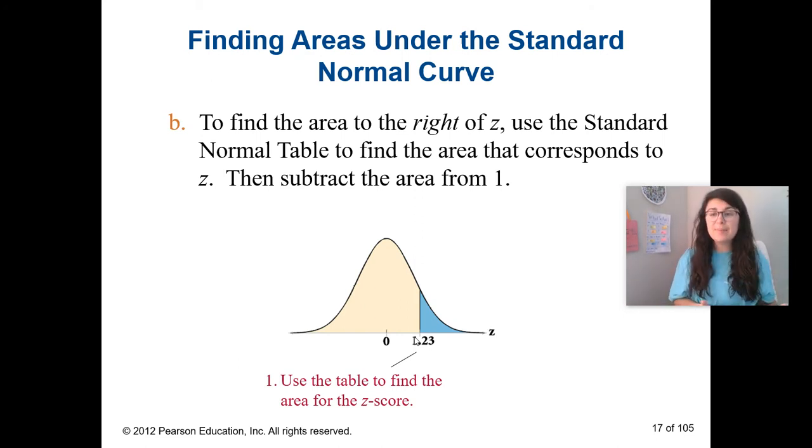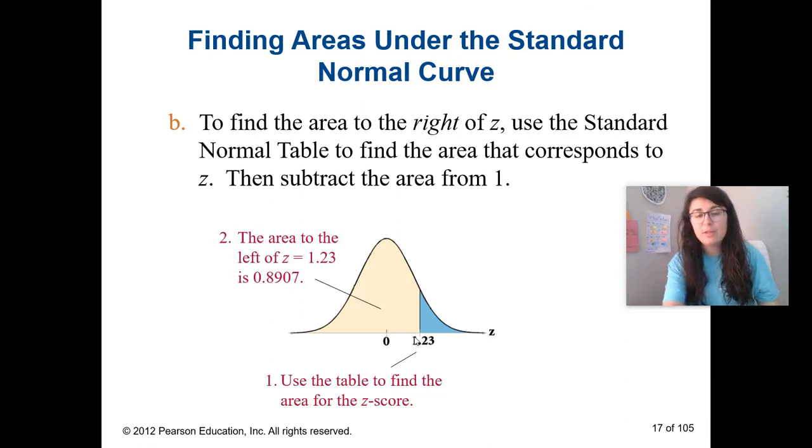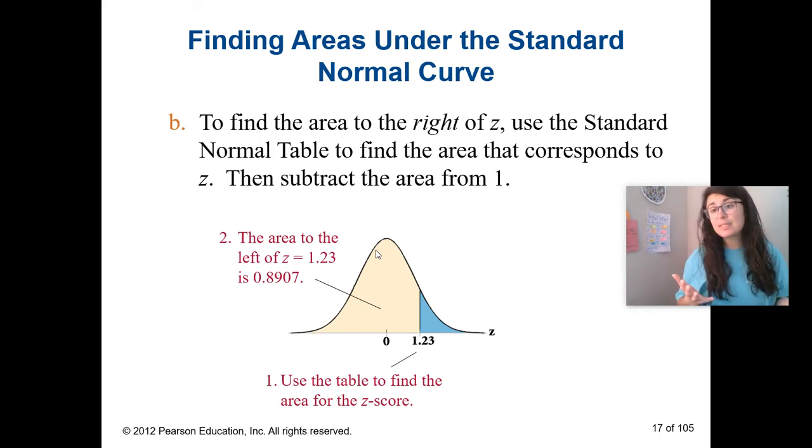and go look it up in the table, figure out the value, and what that number will tell you is that 89.07% or 0.8907 of the data is here. It's to the left. The table will always tell you the information to the left. In order to find how much area is to the right, it's actually pretty simple.